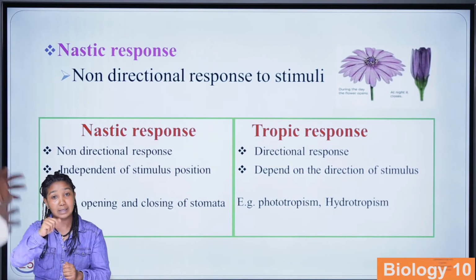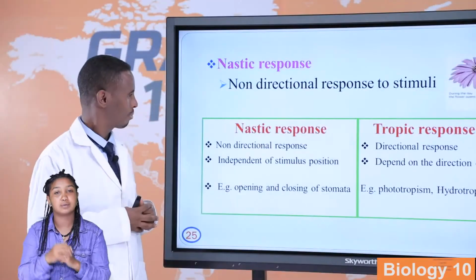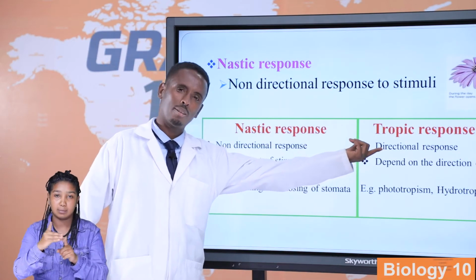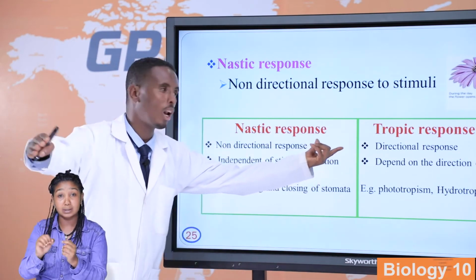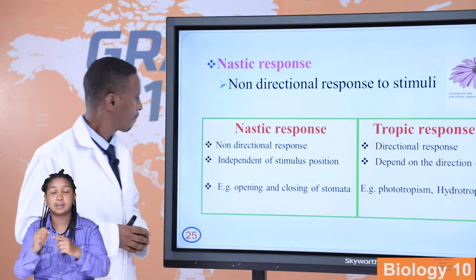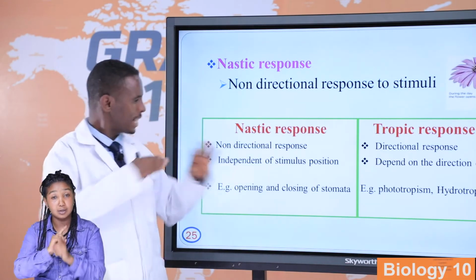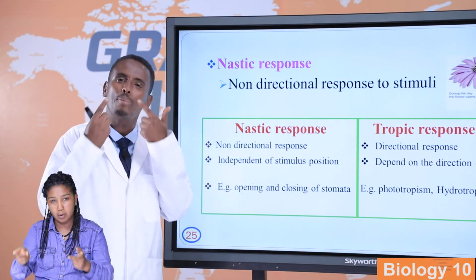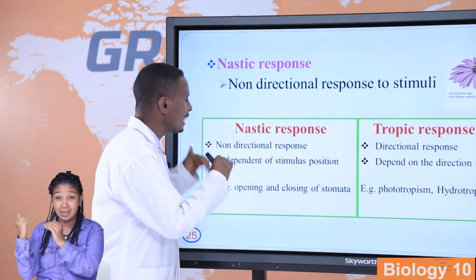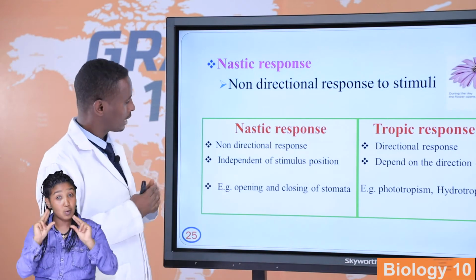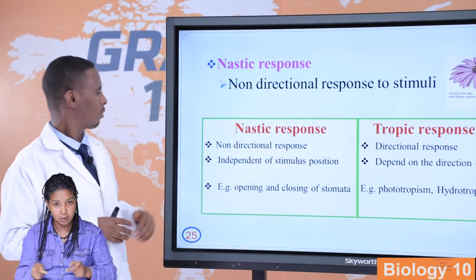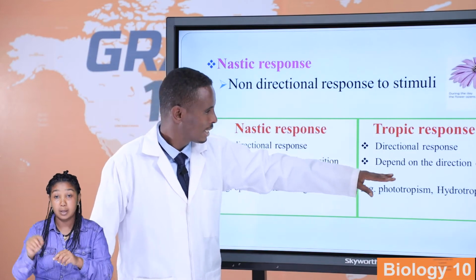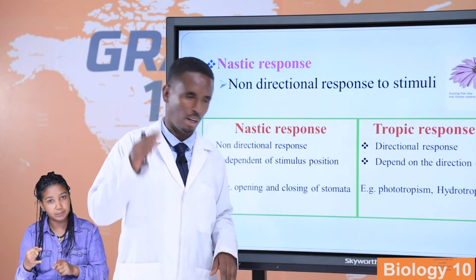Nastic response is a non-directional response, whereas tropism is a directional response. That means what? Toward the stimuli or away from the stimuli. Nastic response is independent of stimuli position. Wherever the position, it depends on the intensity of the stimuli, not on the position of the stimuli. Whereas tropic response depends on the direction of the stimuli.